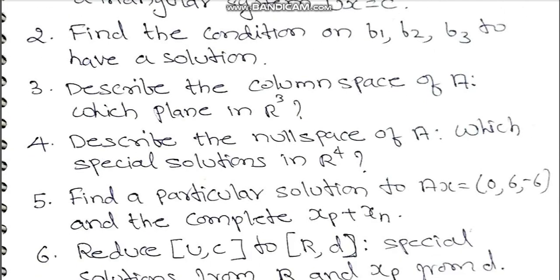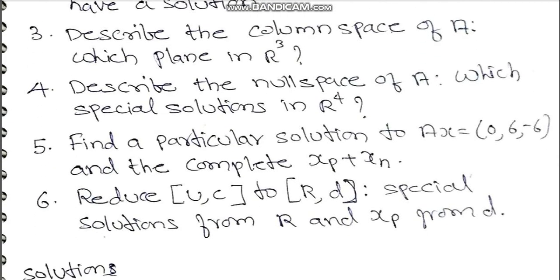And find a particular solution. So instead of that, Ax equals B you have to solve. Solving Ax equals B means what? You can solve either Ux equals C or Rx equals D. And reduce U to C, to R to D. So here you are solving from U to C to R to D. So you can find the particular solution from Ux equals C.